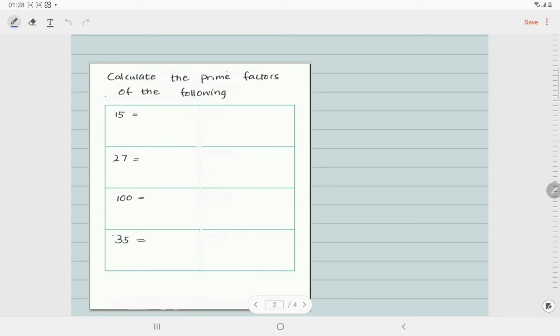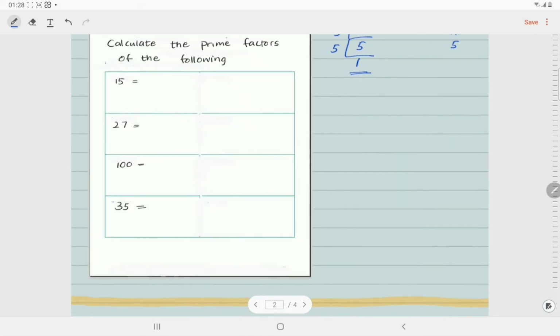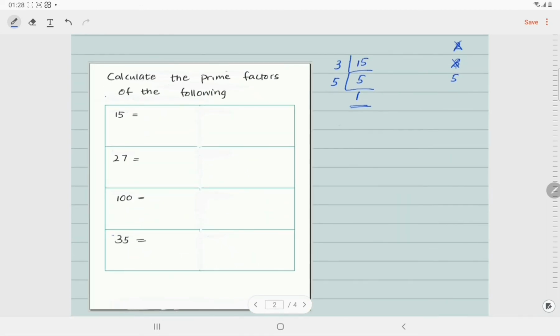I'm starting with 15. When I take 15, the lowest prime, 2, I cannot use, so I'm moving to 3. 3 times 5 is 15, and then I cannot use 3 again, so I'm moving to the next prime number, 5. So 5 divided by 5 is 1. I got 1, so therefore the prime factors for 15 would be 3 times 5. Right. Let's move on to 27.